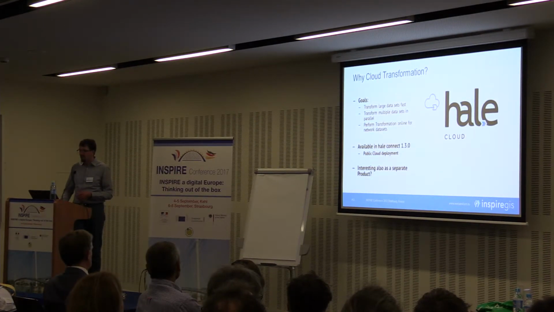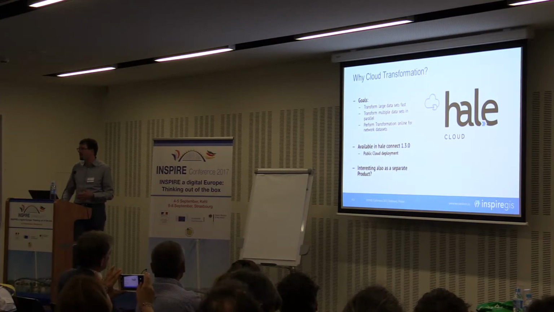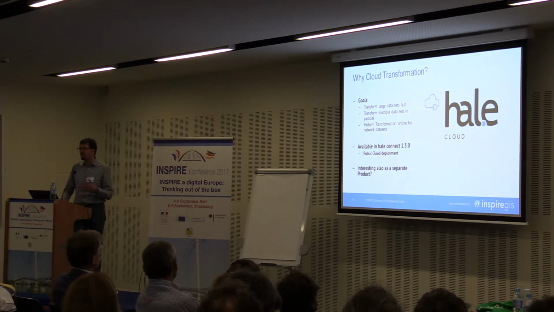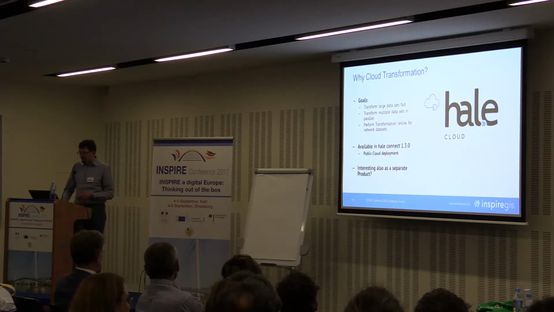The idea is, on the one hand, to be able to process large data sets really fast. You might know that Hail has this real-time data preview whenever you make a transformation. That's somewhat limited in the amount of data you can currently process really fast, like in 1 to 3 seconds. If we use the cloud, we can work with much more data as a sample for our live testing. We also want to be able to transform many, many data sets in parallel. And like I mentioned before, if the data is already online, it makes perfect sense to do the transformation there. So this is available now.